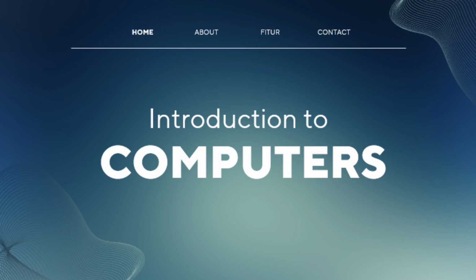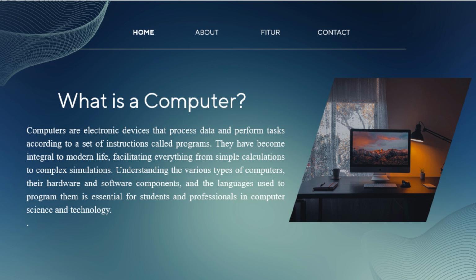In this video, we talk about what is computer, what are computer languages, and algorithm, flowchart, etc. What is computer? A computer is an electronic device that processes data and performs tasks. For instance, they have become integral in modern life, facilitating everything from simple calculations to complex simulation.